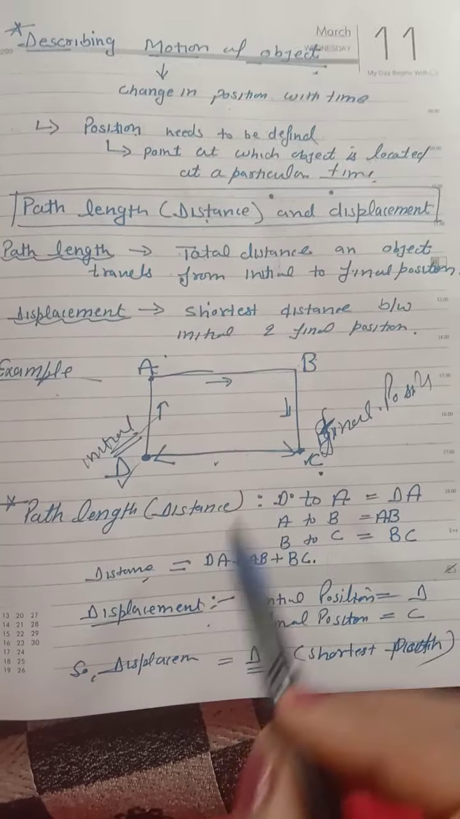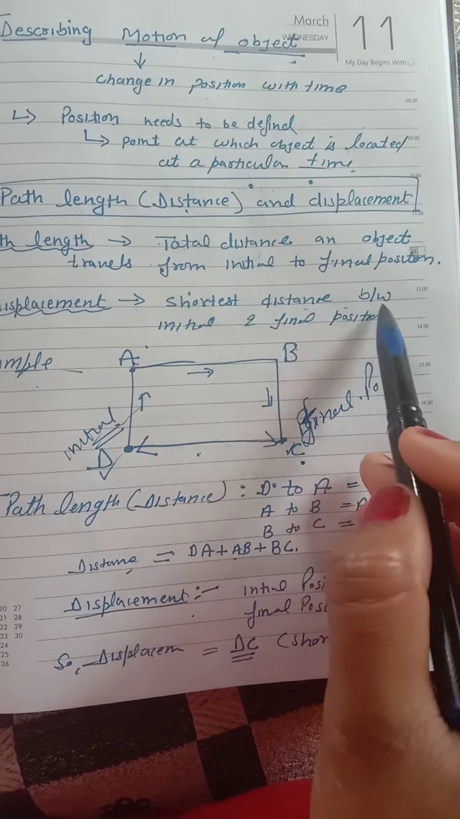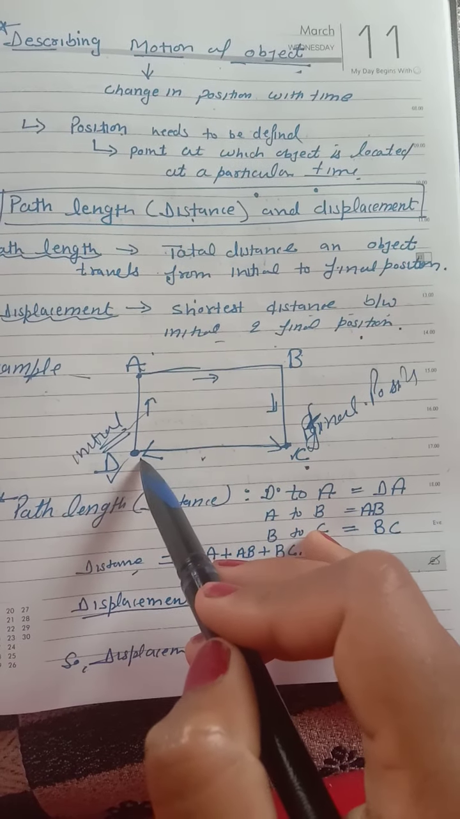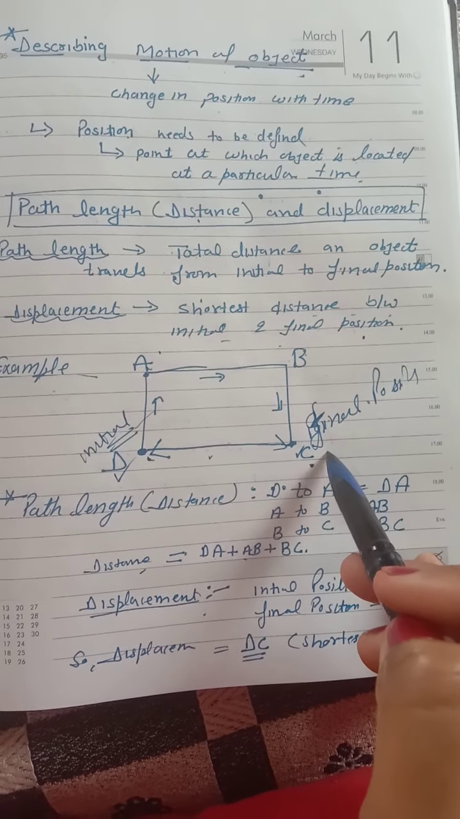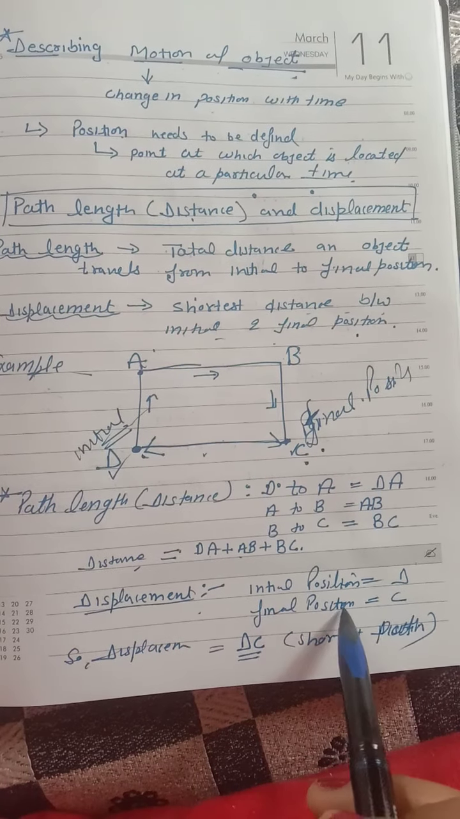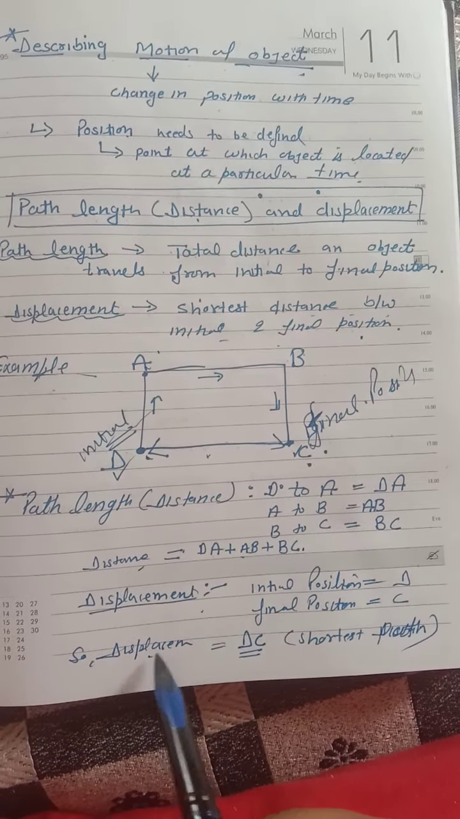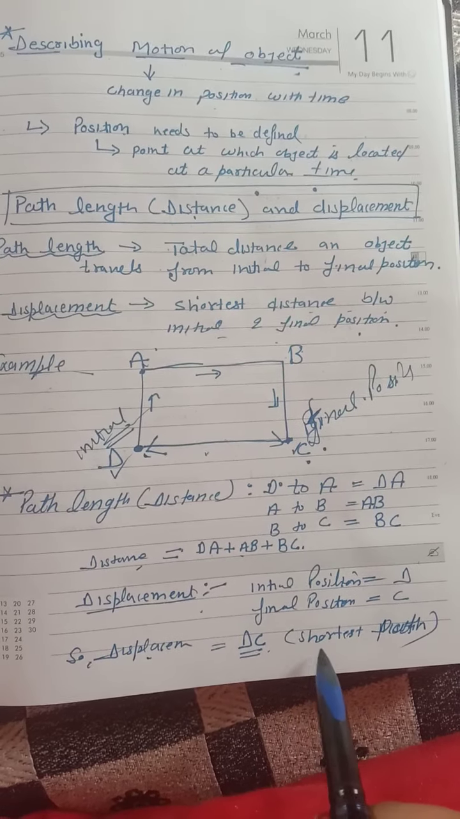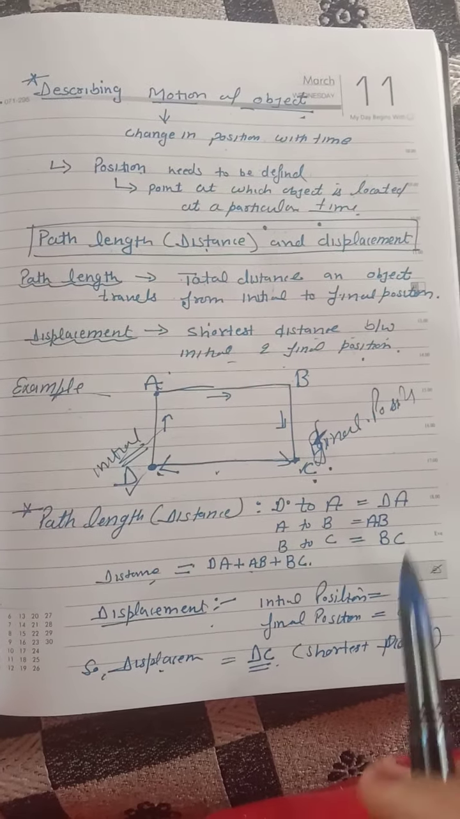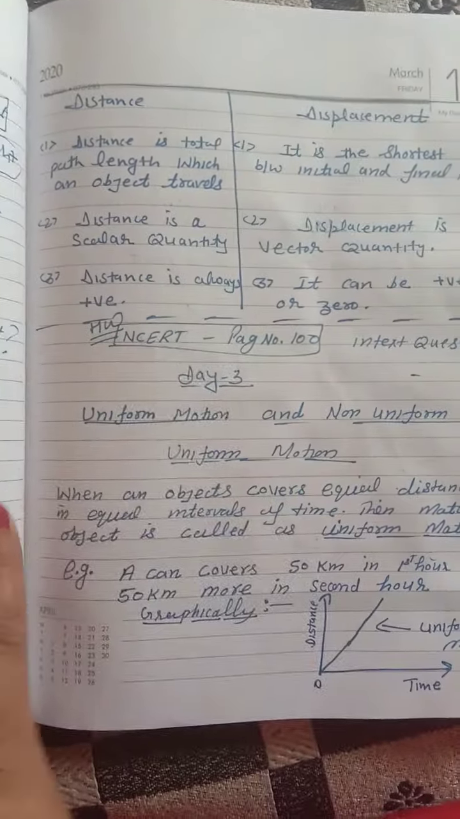Then what is displacement? Displacement is the shortest distance between initial and final position. Initial position is D, final position is C. So displacement is from D to C, that is DC, meaning the shortest path. I hope you understood the difference between distance and displacement.